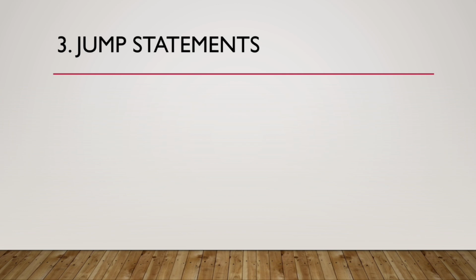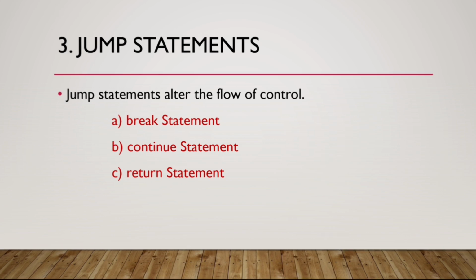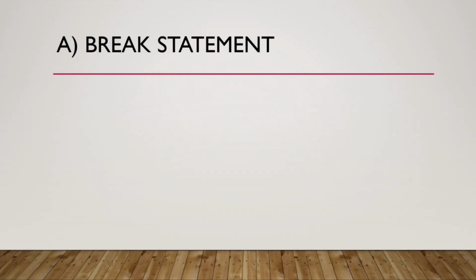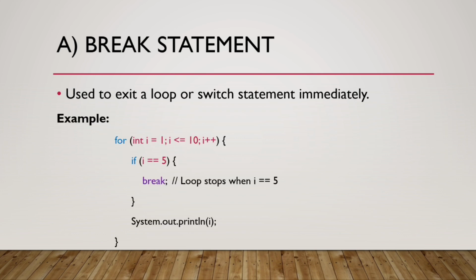3. Jump statements. Jump statements alter the flow of control. A. Break statement. B. Continue statement. C. Return statement. A. Break statement. Used to exit a loop or switch statement immediately. Example: for (int i = 1; i <= 10; i++) { if (i == 5) break; System.out.println(i); } The loop stops when i equals 5.